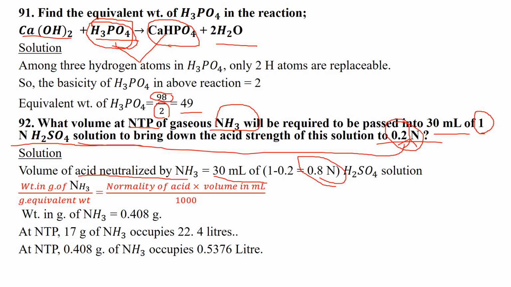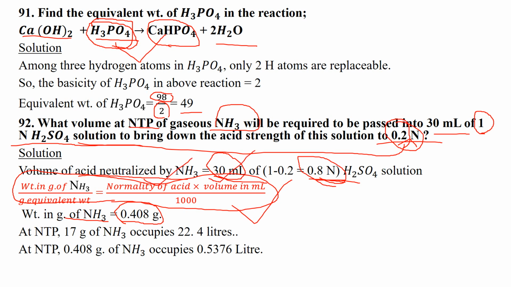So what is the difference of 1 minus 0.2? That is 0.8. So the volume of acid neutralized by NH3 is 30 ml of 0.8 normal. It is not 30 ml of 1 or 30 ml of 0.2. It is 30 ml of 0.8 normal H2SO4. Then according to these equations, which we have already discussed, the weight in gram of NH3 is equal to the normality of the acid times the volume of acid in ml divided by 1000. What is the volume of acid in ml? That is 30 ml, and the normality of acid is 0.8. So 0.8 into 30 divided by 1000.